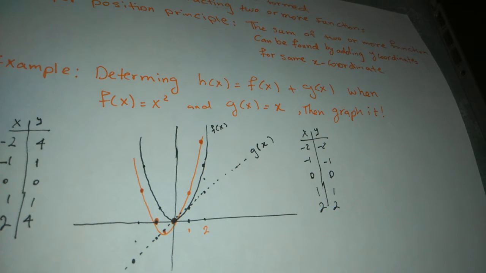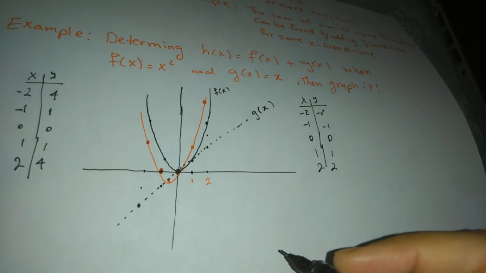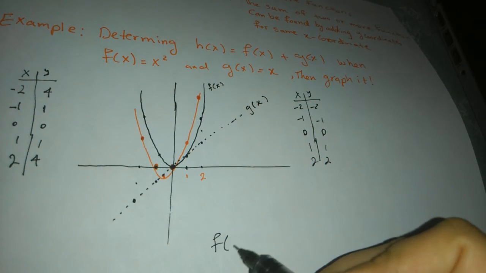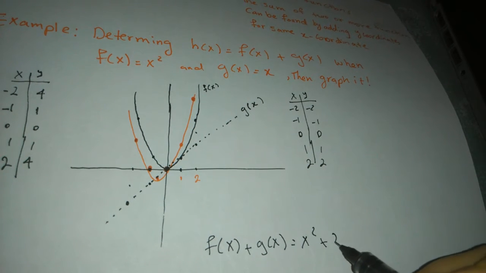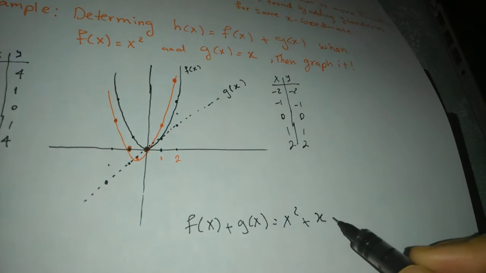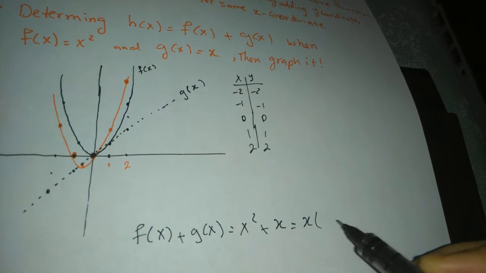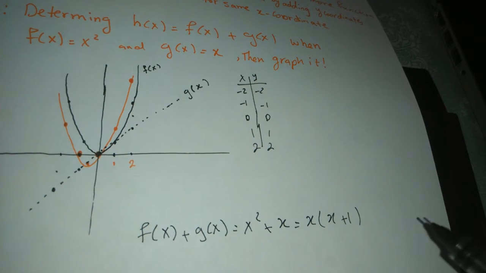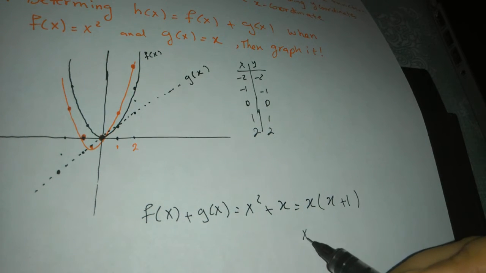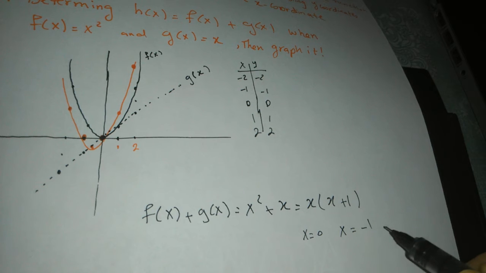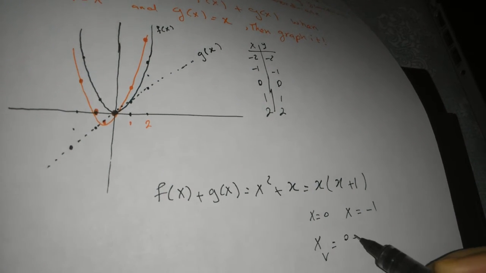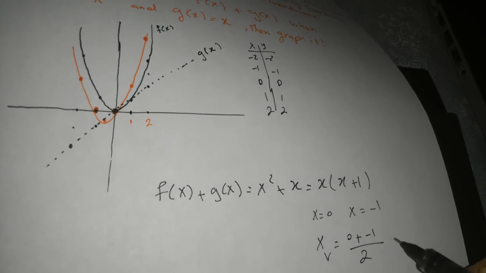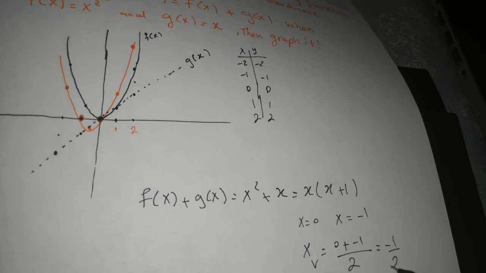Okay, if I want to add them algebraically, everyone knows what to do. It's just f of x plus g of x is equal to x to the power 2 plus x. We have two zeros, right? So it's going to be x times (x plus 1). I know my zeros are going to be at x equal to 0 and x equal to -1. The x of the vertex is going to be the midpoint between them, right? 0 plus -1 divided by 2 is going to be -1 over 2.